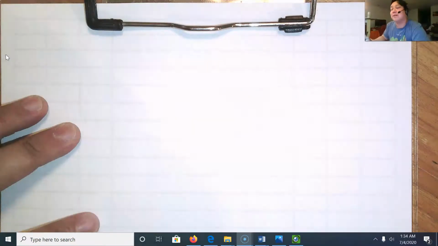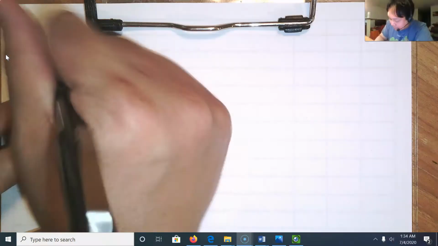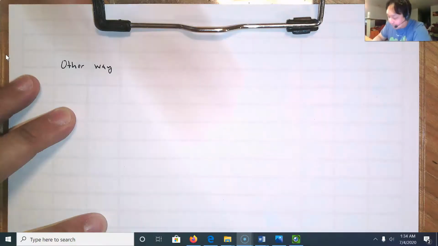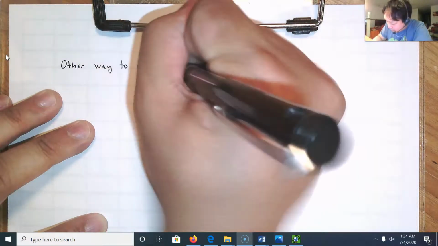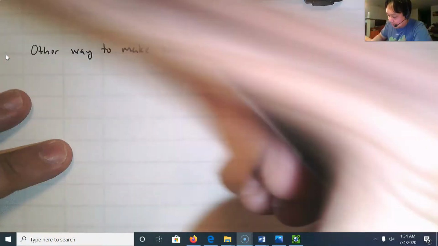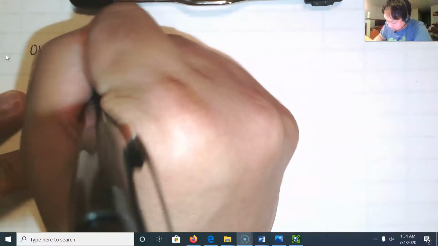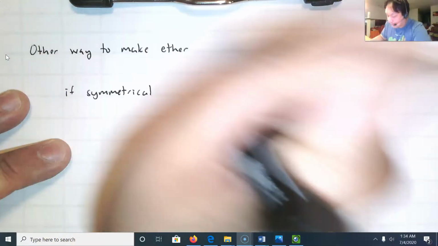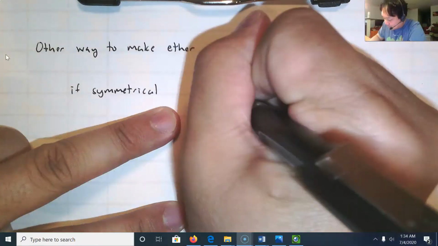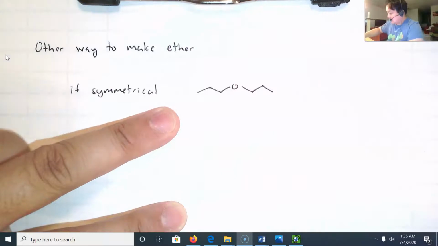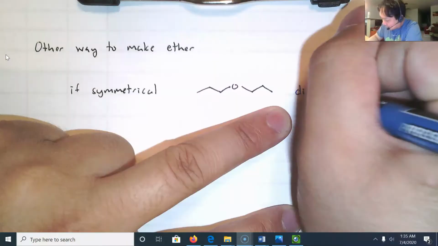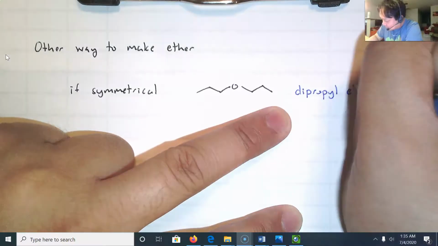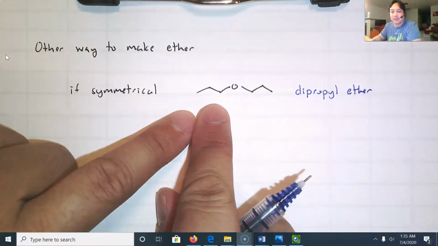One way is to, let's see, other ways, or maybe just one other way to make ether. Let's say if symmetrical. Let's do dipropyl ether. All right. We have plenty of time. Dipropyl ether. Symmetrical in the sense that both R groups are identical.